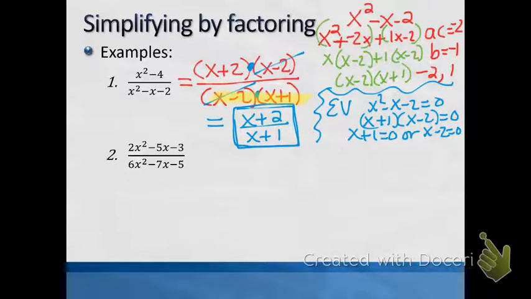For the first one, we would subtract 1 from both sides and get x equals negative 1. For the second one, we'd add 2 to both sides and get x equals 2. So our two excluded values are that x cannot equal negative 1 and x cannot equal 2.